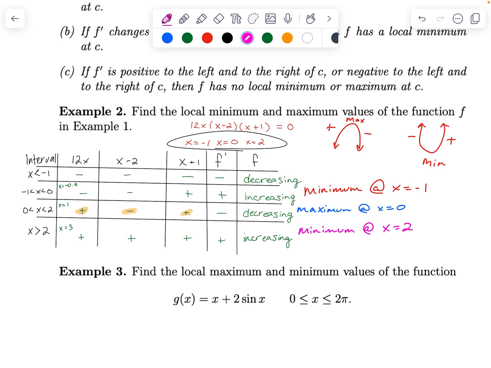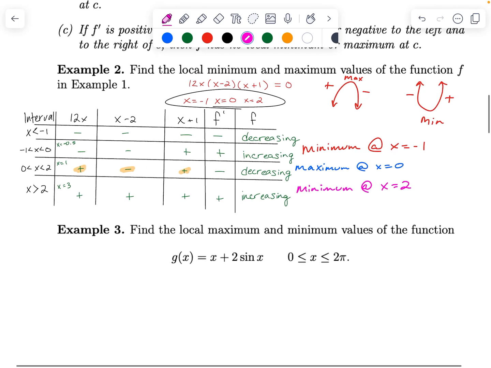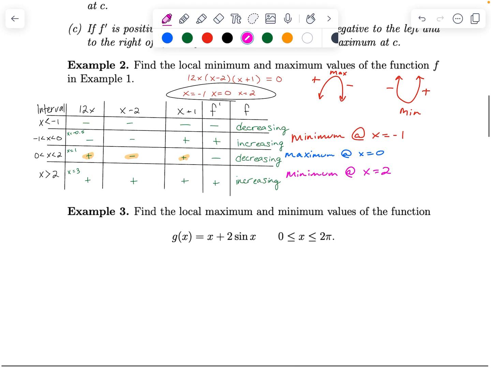All right, I'm going to ask you to make this same table, do the same thing for example 3. I'd pause the video, try it, and then unpause and check your work.